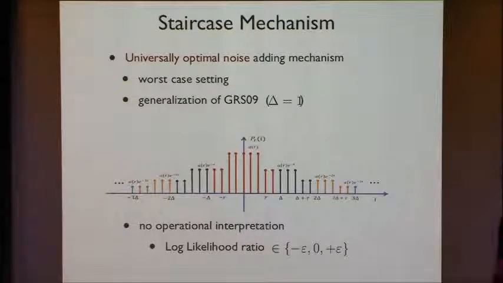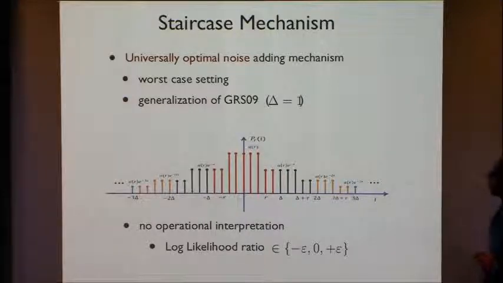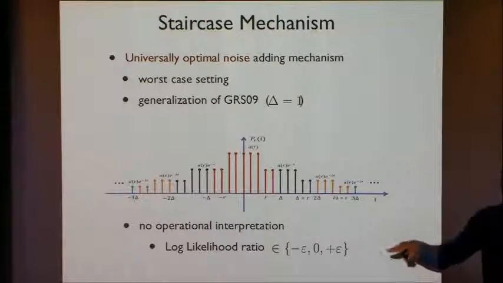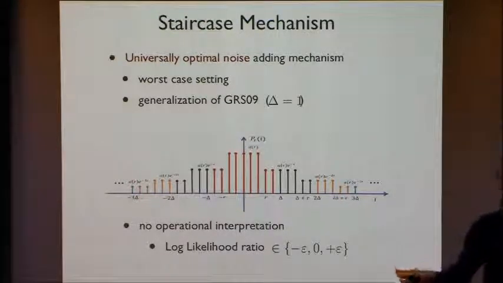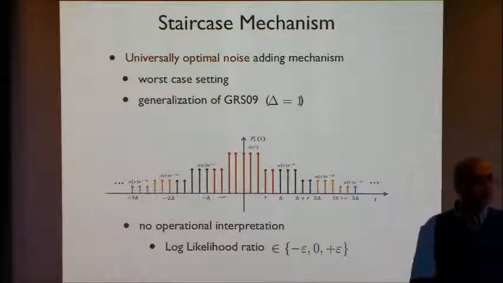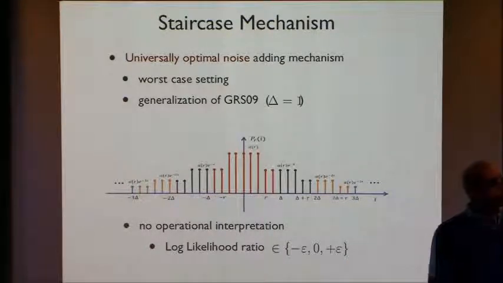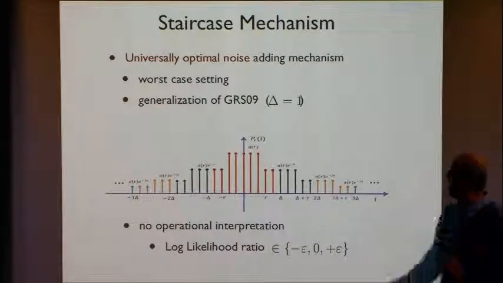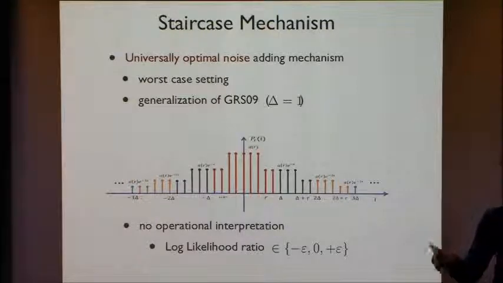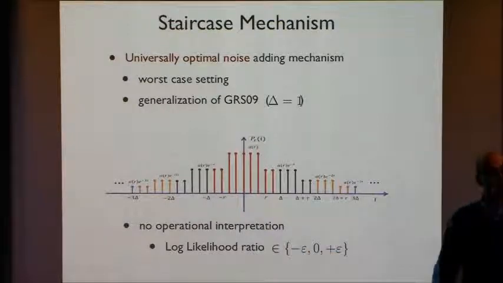And we look at it and we find the universal mechanism. It's not geometric anymore. If delta equals 1, it will become geometric. But otherwise, it has this staircase shape. Okay, that's the name, staircase. Again, if you look at our proof, there's no operational interpretation, or at least intuition. It's sort of a functional analytic proof. And I'll just point out that again the log of the likelihood ratios are between epsilon and negative epsilon, but this time it takes only 3 values. The 2 extremes or 0.